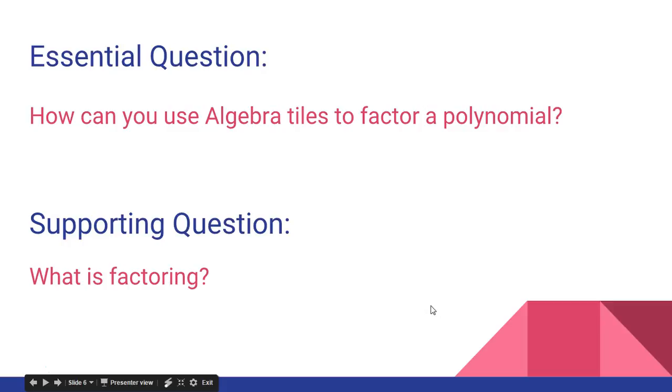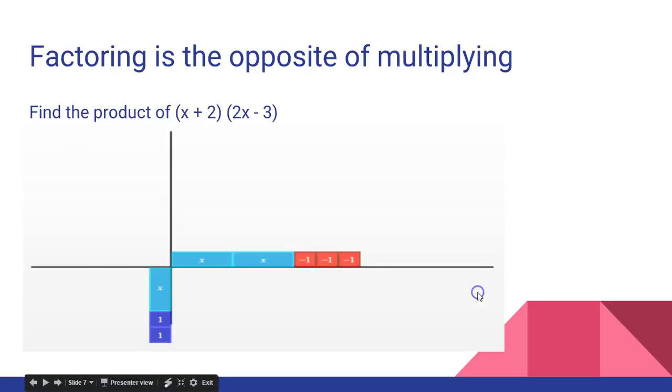Today's essential question is, how can you use algebra tiles to factor a polynomial? And a supporting question might be, what exactly is factoring? Factoring is essentially the opposite of multiplying, which was our previous lesson. If you recall, we were asked to do a problem similar to the one you see on your screen. Find the product of x plus 2 times the quantity 2x minus 3.